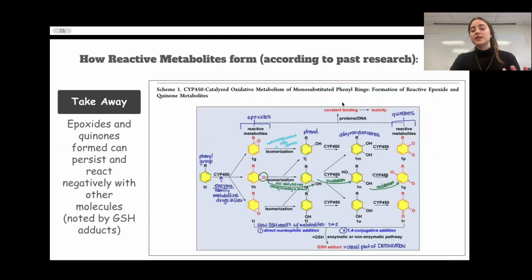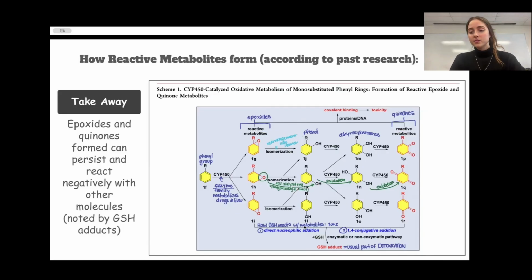So, past research has helped identify how these reactive metabolites, or products from metabolism, are actually occurring. We'll start off with that phenyl group, and you'll see it interacts with CYP450, which is an enzyme family common to the liver cells, and forms an epoxide. This epoxide then undergoes isomerization to form a phenol in ring opening. Further oxidation leads to dihydroxybenzene. And then finally, the second reactive metabolite, quinones, are formed through further oxidation.